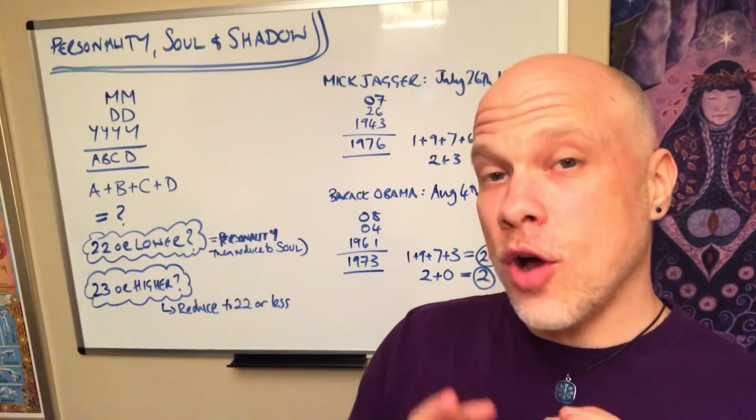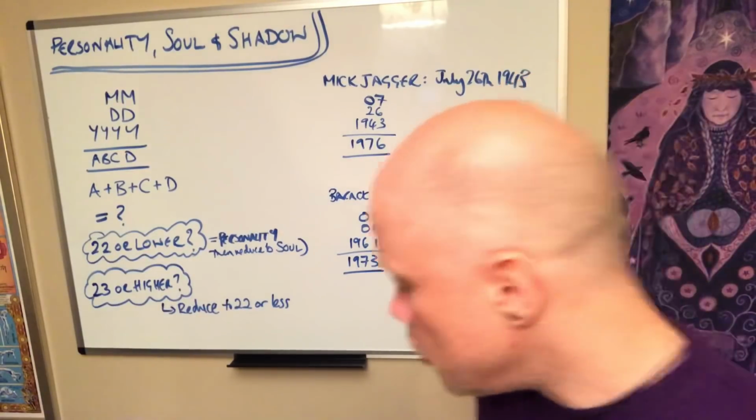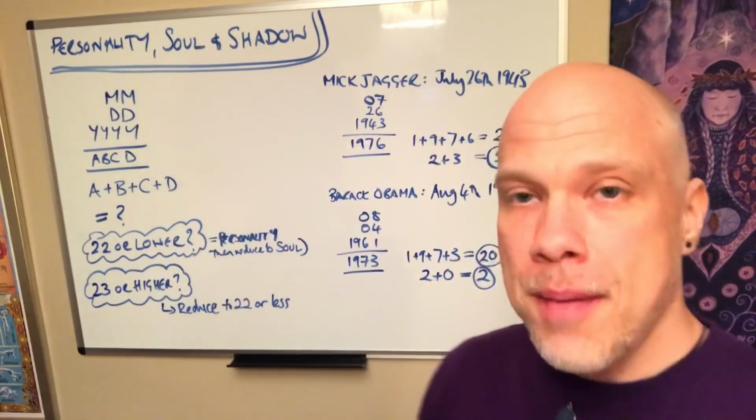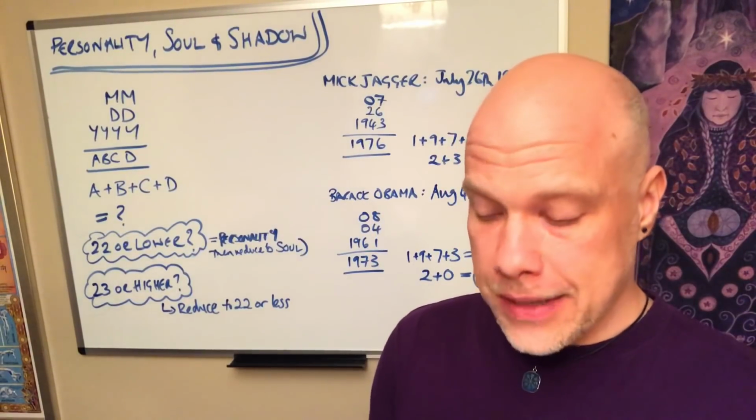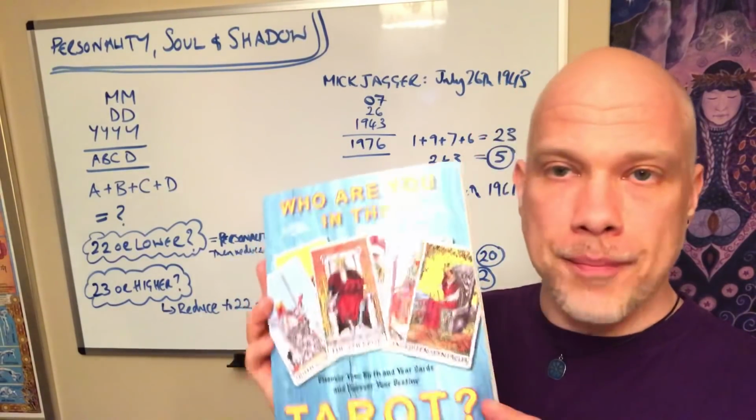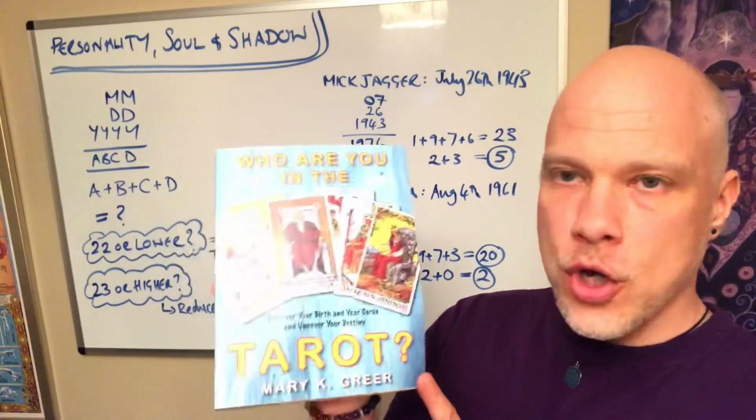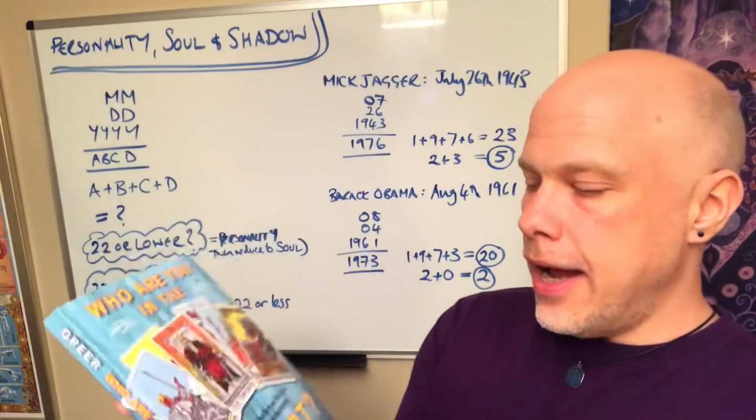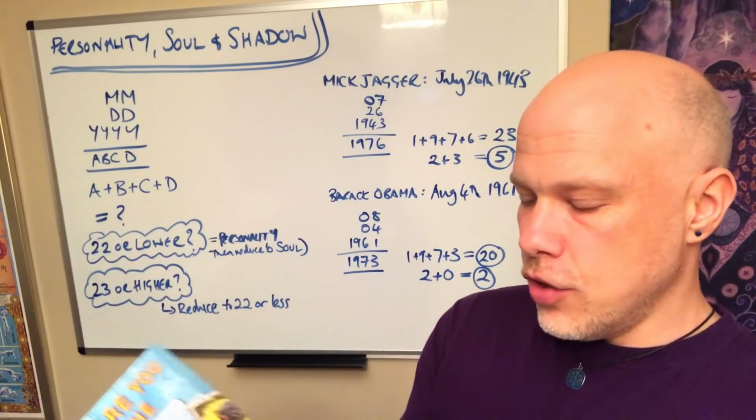Okay, so now we're going to talk about the second way of calculating your tarot birth cards, and this is using the method that's outlined by Mary K. Greer in her excellent book, which was originally published as Tarot Constellations and is now republished and revised, and called Who Are You in the Tarot? Discover your birth cards and year cards and uncover your destiny.